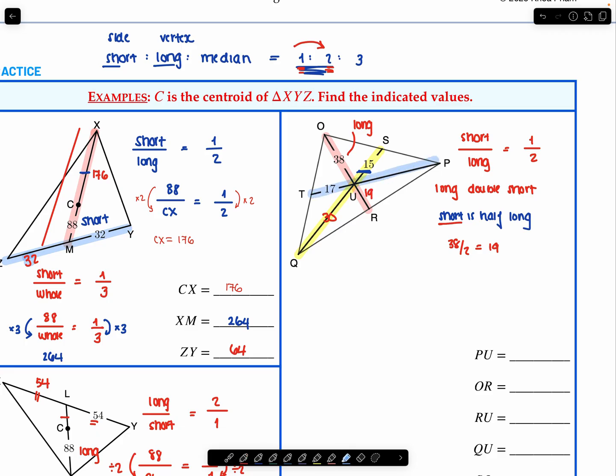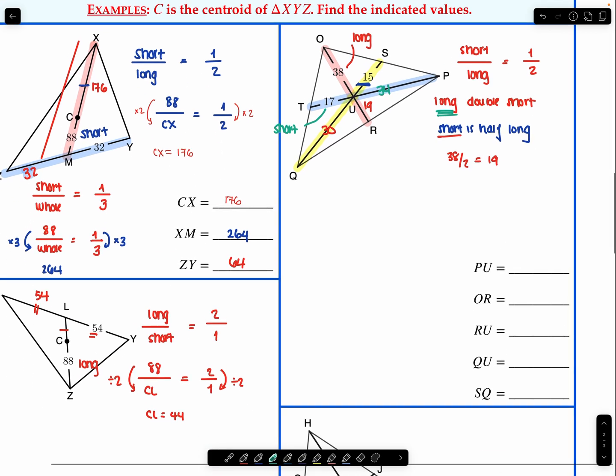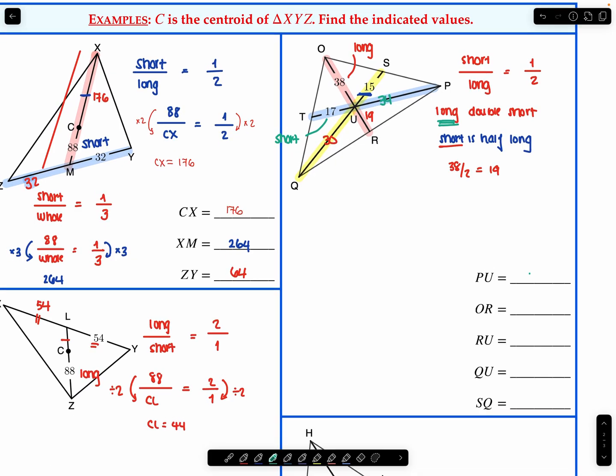Lastly, we have this right here, where 17 is the short. And so when we're trying to find the long, the long is double the short, and so 17 times 2 happens to be 34, and we filled in all of those vertices on the inside. So PU is 34, OR is going to be 38 plus that 19, which is 57. RU is 19, QU is 30, and SQ, which is the entire thing, 30 plus 15, that's going to be 45.